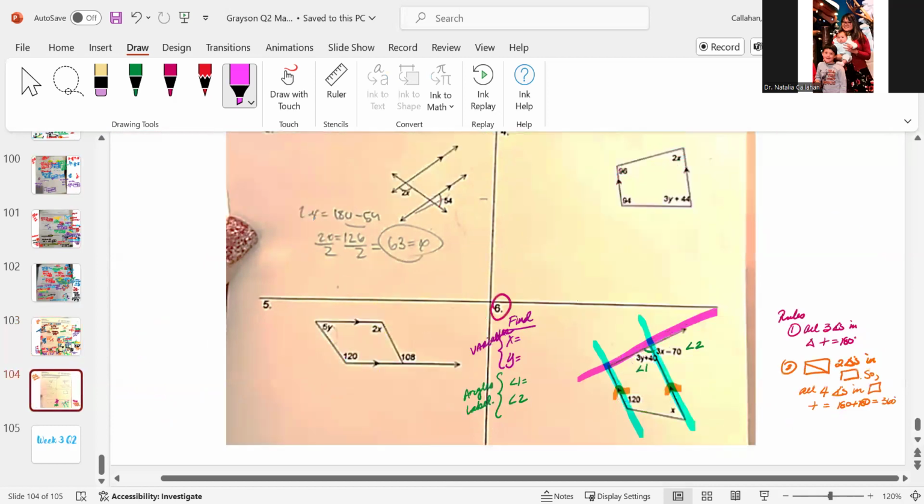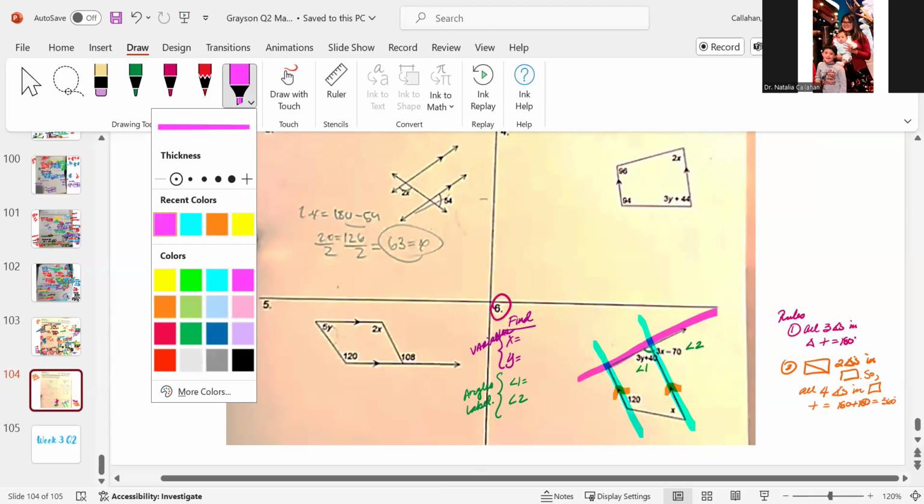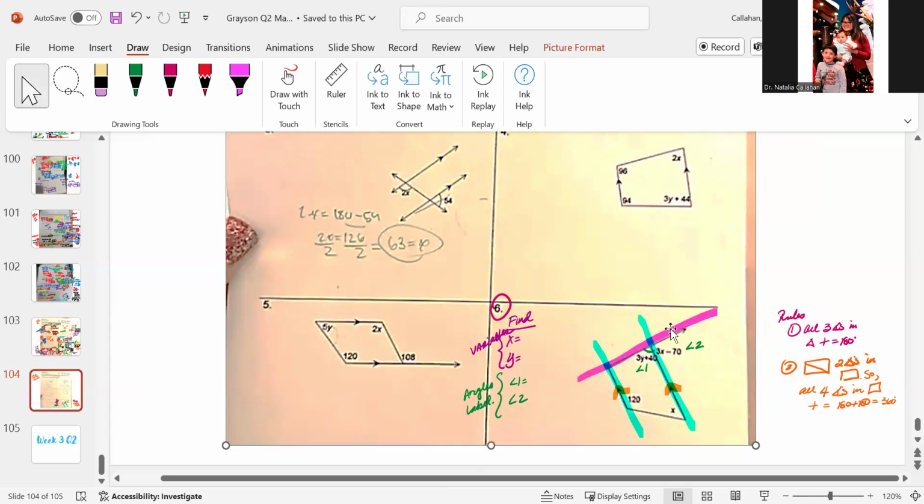See, I put this purple line right there, but that purple line is not gonna give me anything. I can't do the consecutive interior because I don't know what this angle is. You see that these two angles are consecutive interior, right? But 3y plus 40 plus whatever this angle is equals 180, and I don't know what this angle is, so I can't do anything. Can't do any corresponding either. Corresponding would be 3x minus 70. This angle and this angle right there are corresponding, they're equal, but I don't know what this angle is, so I can't do anything, right? So I'm gonna stop. This purple line didn't really do anything for me.